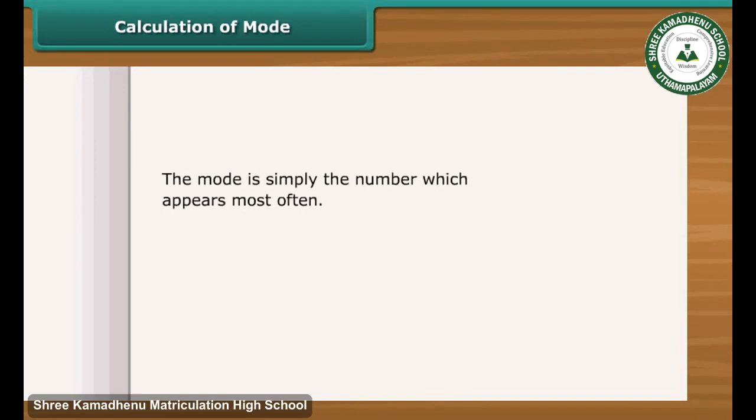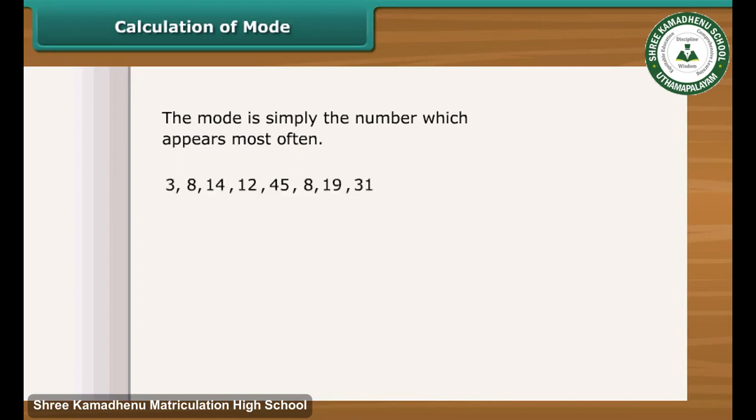The mode is simply the number which appears most often. See this example. We have few numbers here. How can we find out the mode? To find the mode, we need to first put the numbers in order, then count how many of each number. Now, see which numbers appear most often. In this case, 8 appears 2 times, so the mode is 8.